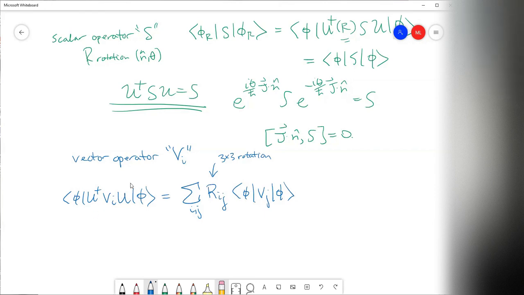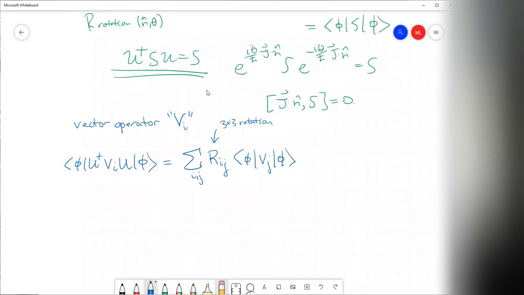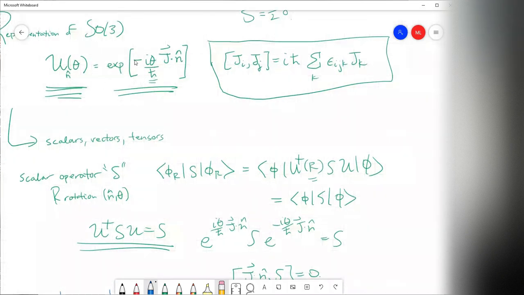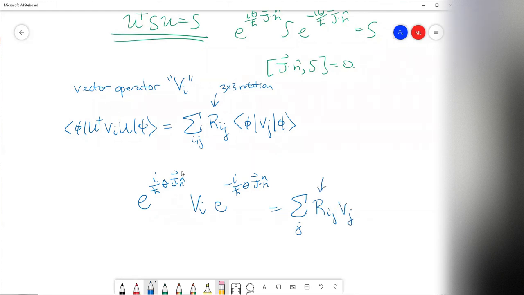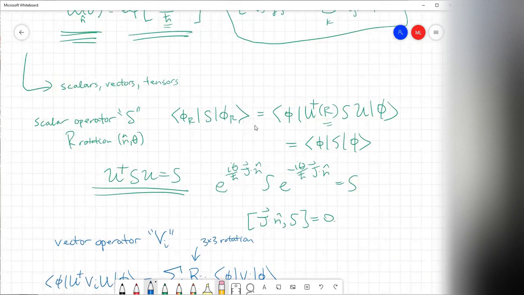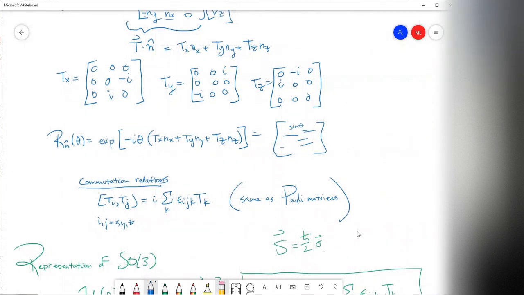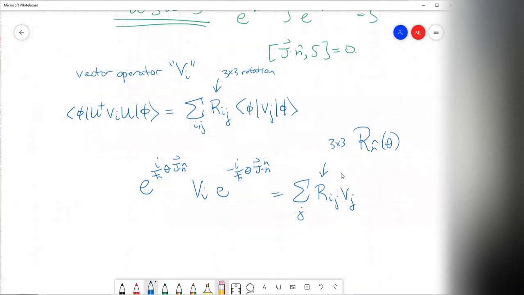So, if we write this out, if we substitute in our Stone's theorem expression for u, then what you would get is e to the i over h bar theta j dot n hat, v sub i, e to the minus i over h bar theta j dot n hat, should be equal to the sum over j of R_ij v_j. And again, this is the 3x3 rotation matrix that we were looking at before. So a vector operator will satisfy that.